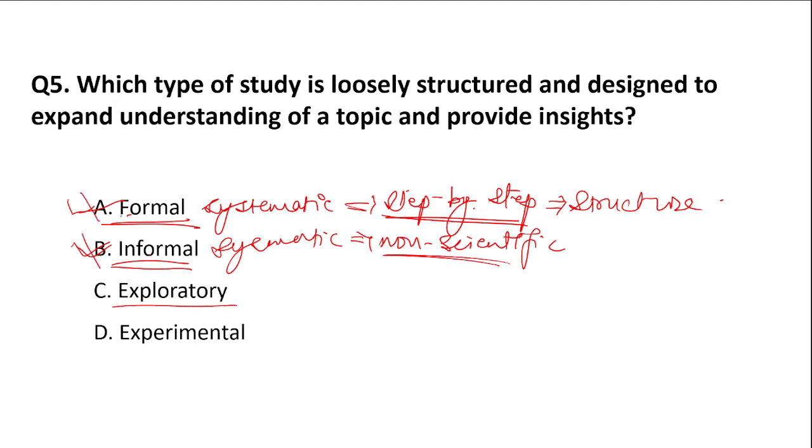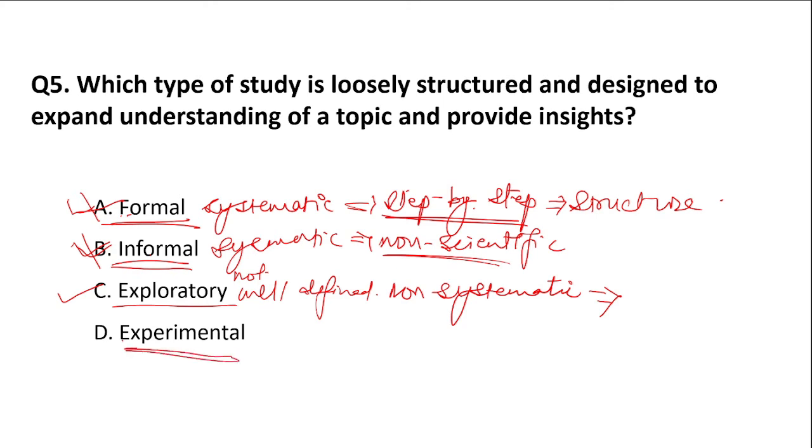Let's see option C, exploratory research. What is exploratory research? Exploratory research is research in which the problem is not well defined. In exploratory research, the study is conducted using a non-systematic approach, meaning researchers follow loosely structured approaches. So here the structure is loose. That means option C is right, because in exploratory research the problem is not well defined.